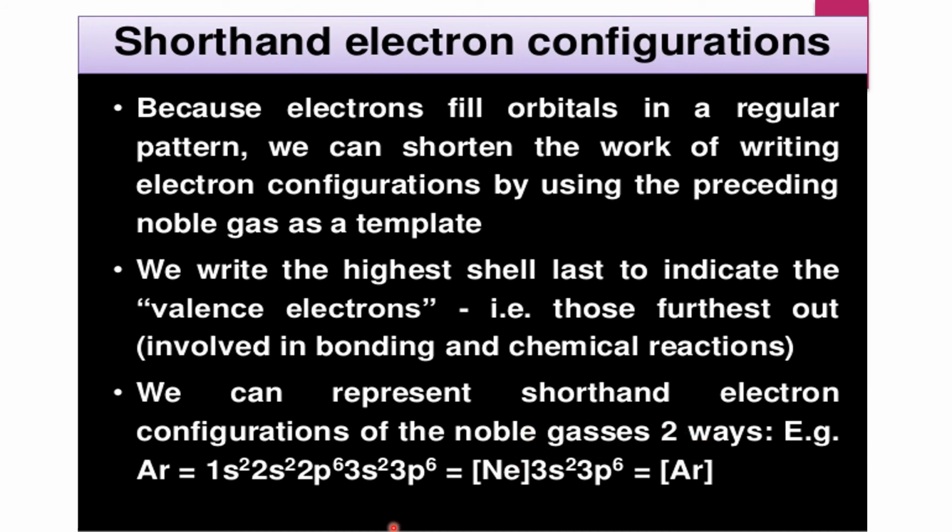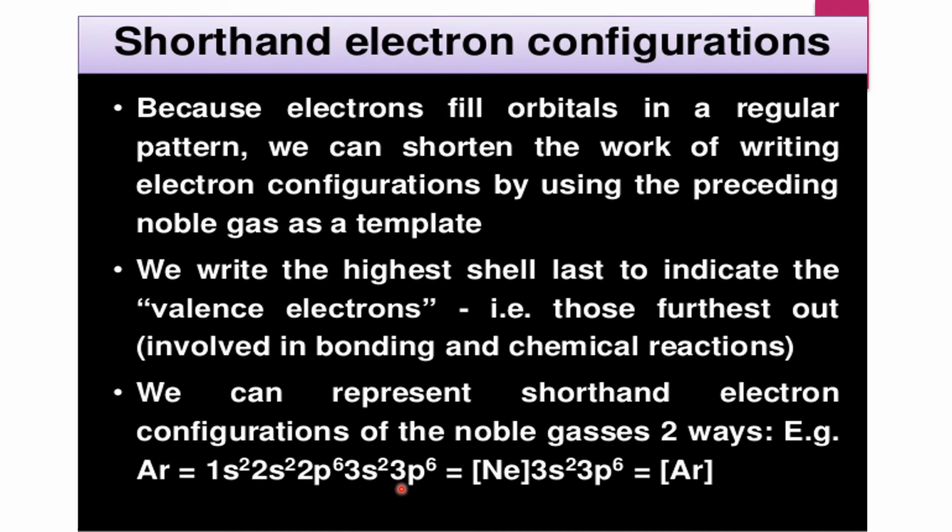For example, argon, its atomic number is 18. So when it is 18, it can be written as 1s2, 2s2, 2p6, 3s2, 3p6. Now just to check it, count the number of electrons. 2 plus 2, 4, 4 plus 6, 10, 10 plus 2, 12, 12 plus 6, 18. So here the electronic configuration of argon is 1s2, 2s2, 2p6, 3s2, 3p6.